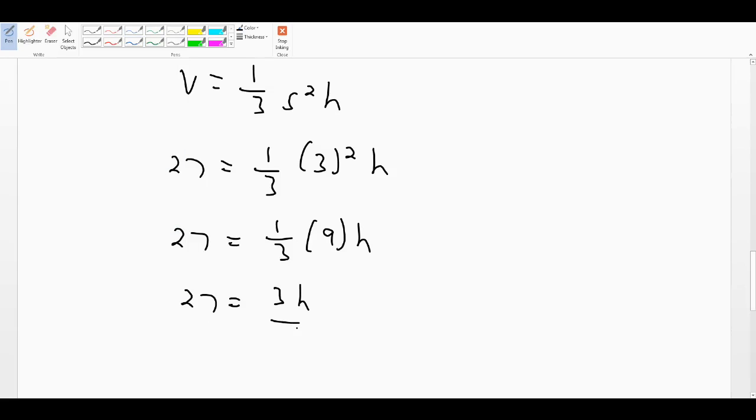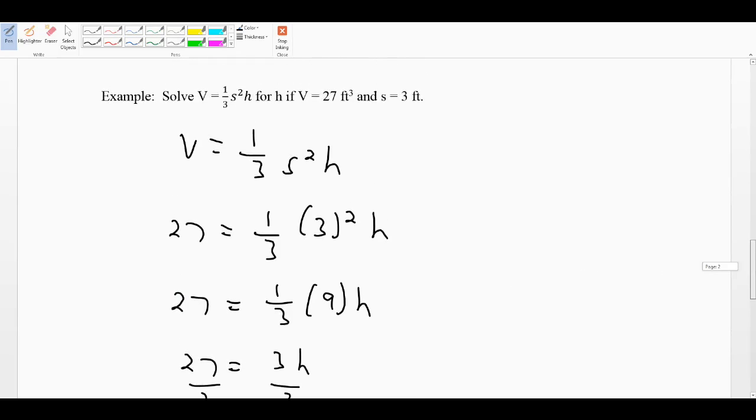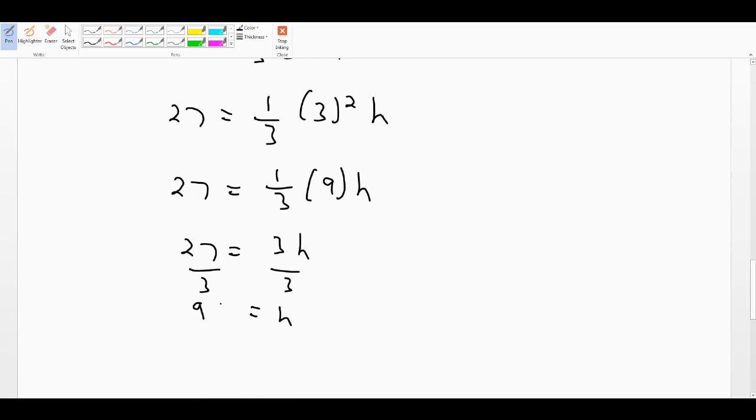Now our last step is to divide both sides by 3 to find H. And 27 divided by 3 is 9. And I always like to put my units in. Looks like they're in feet. And that's your final result.